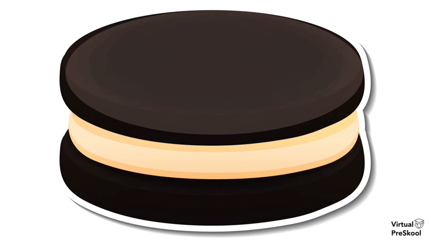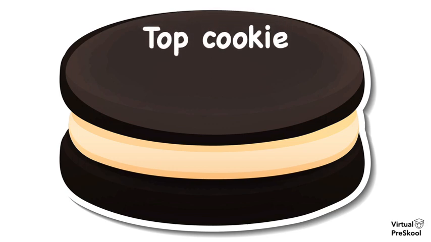For right now, let's just start with the top cookie. The top of a Hindi sentence is the person that the sentence is about. Let me say that again. The top or the beginning of a Hindi sentence is the person that the sentence is about.